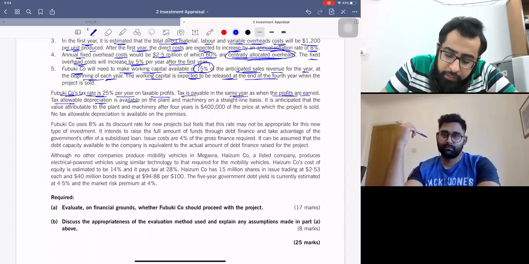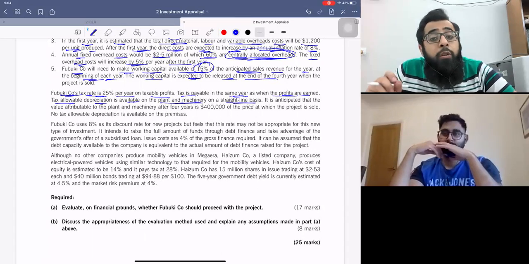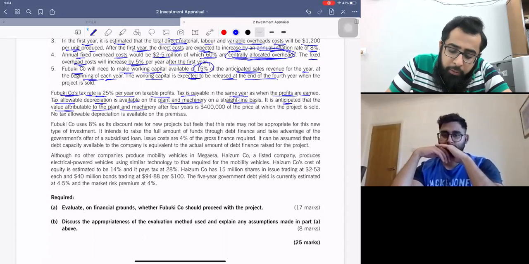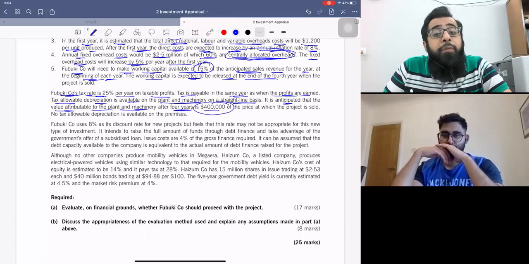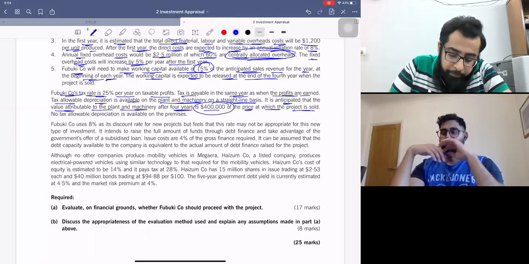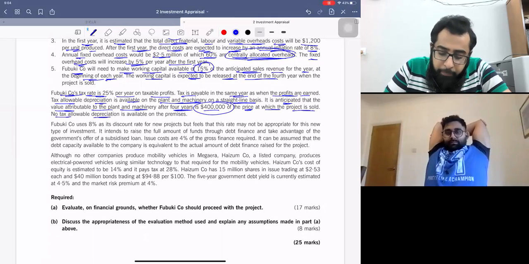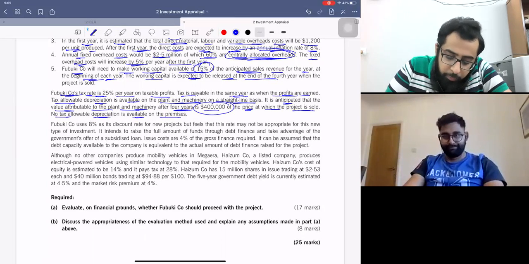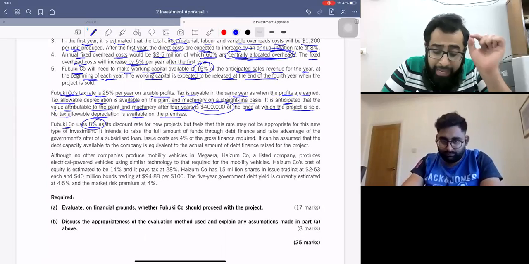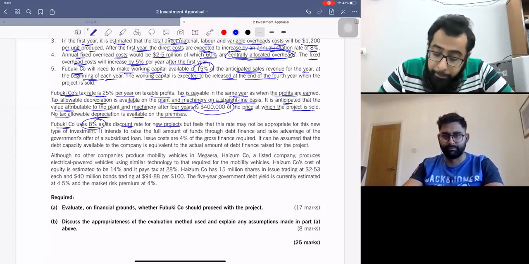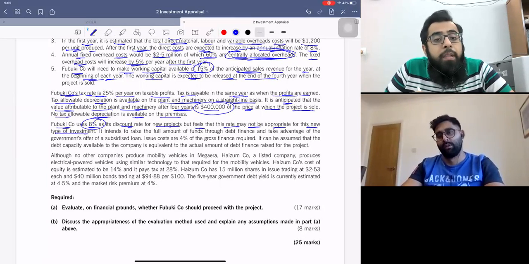Tax allowable depreciation is available on plant and machinery on straight line basis. It is anticipated that the value attributable to plant and machinery after 4 years is $4 lakh of the price at which the project is sold. No tax allowable depreciation is available on the premises. Fubiki company uses 8% as discount rate for new projects, but feels that this rate may not be appropriate for this new type of investment.